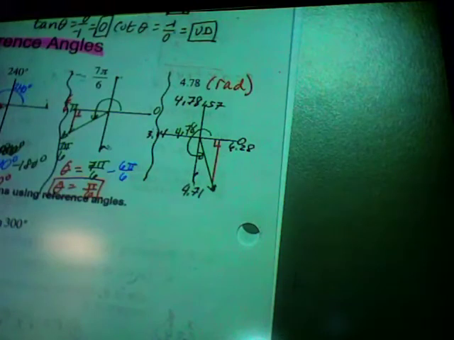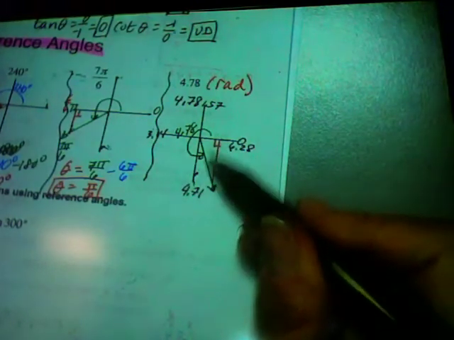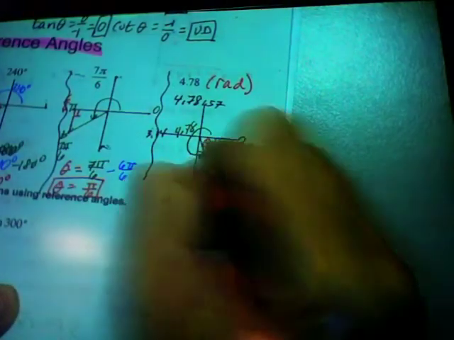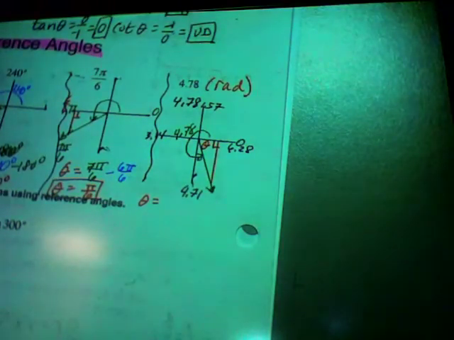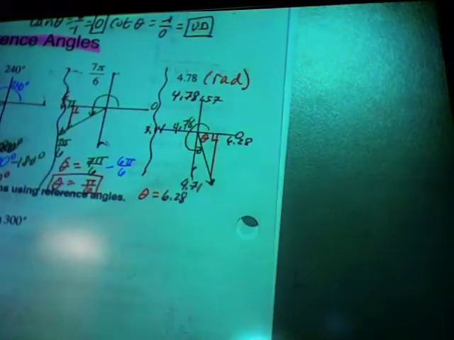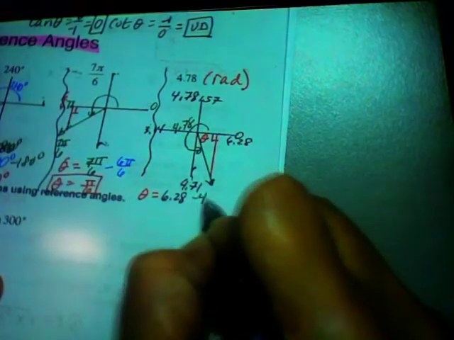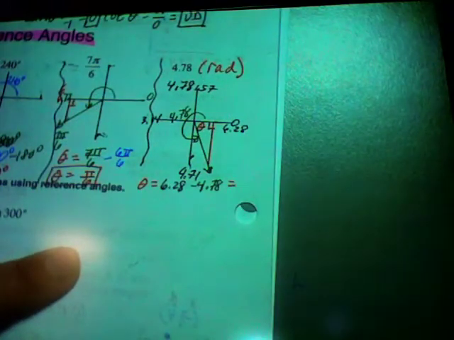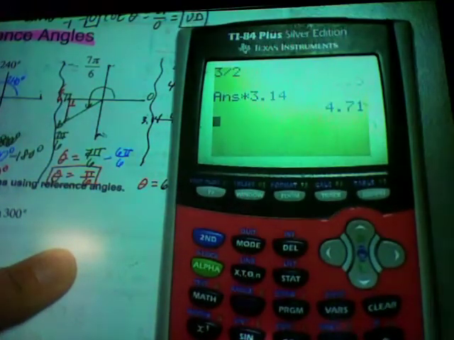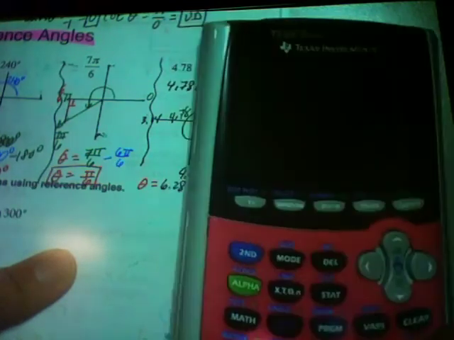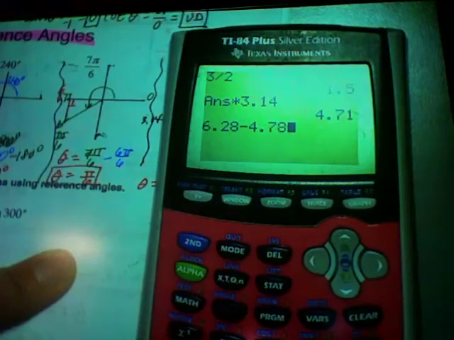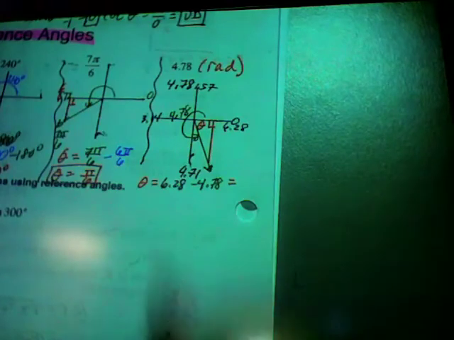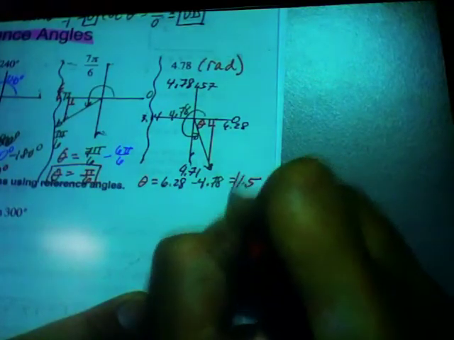Well, we don't need to, because what can we do to find out what's missing in terms of radians? Subtract these two, right? So your theta, which is in here, theta is equal to 6.28, because that's the closest on the x-axis, right? Minus 4.78 equals what? So 6.28 minus, what did I say it was, 4.78? Yep. 1.5, right? And that's in radians, so don't put degrees on that.